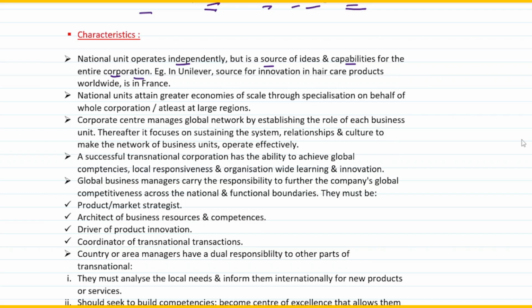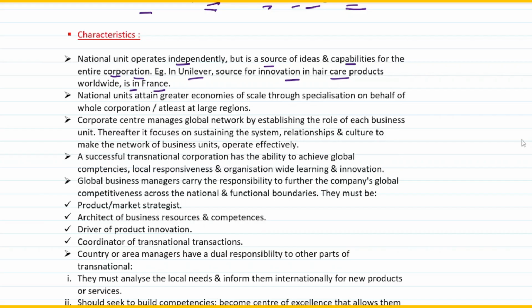Example can be in Unilever, or what we used to say Hindustan Lever before. In Unilever, the source for innovation in hair care products worldwide is in France. So if you talk about the hair care products which are being produced in Hindustan Unilever, you would find that most of these ideas or the source of innovation basically comes from France, right?